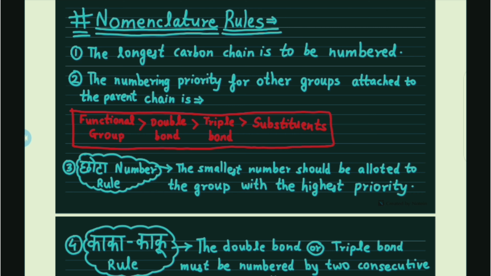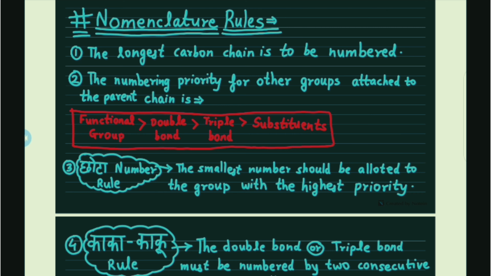To identify the parent carbon chain, you should focus on three things. First, it should contain the maximum number of carbons. Second, it should contain all the functional groups involved in the compound, or at least the maximum number of functional groups. And third, it should contain the maximum number of double bonds and triple bonds involved in the compound. Thus, these three parameters decide your parent carbon chain.